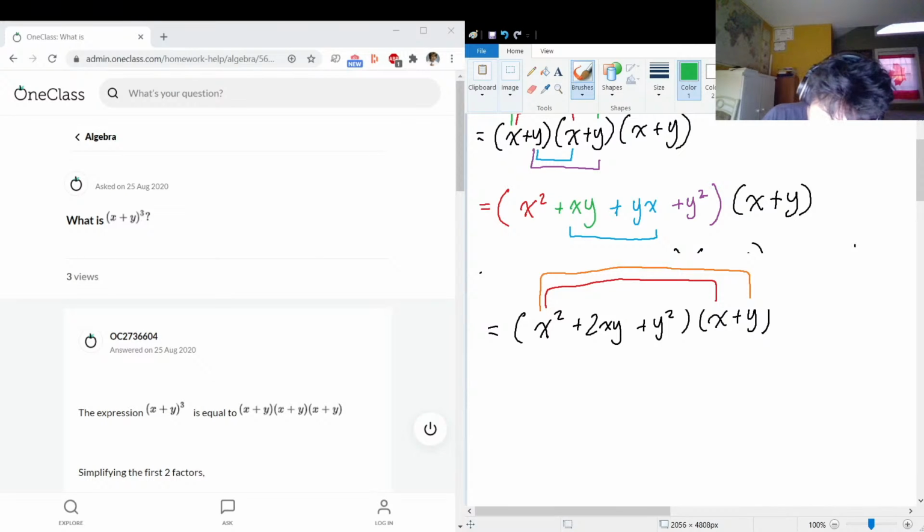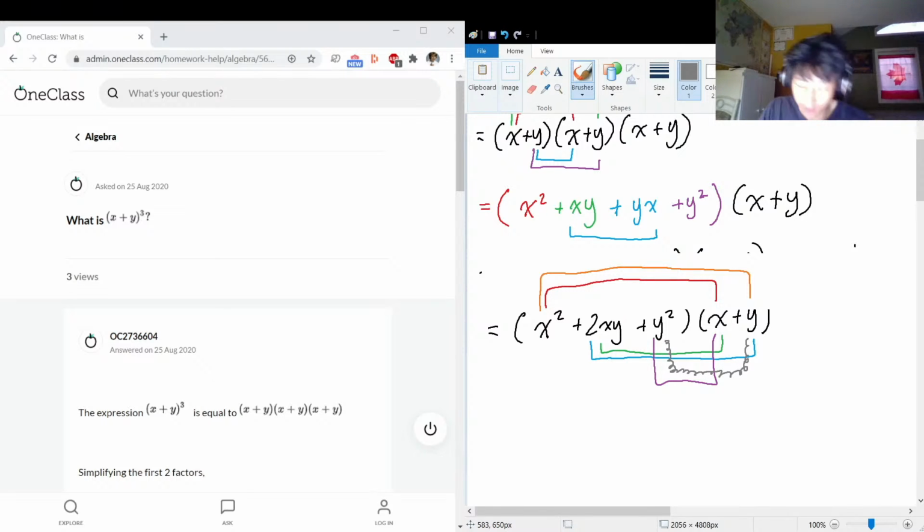The next two things we want to multiply together are the 2xy term multiplied with x, and then we multiply that with the y. And the last term we can do in purple: the y squared has to be multiplied with the x, as well as with the y. I'll just make it a little bit curly to make it special. It's always good to be special.